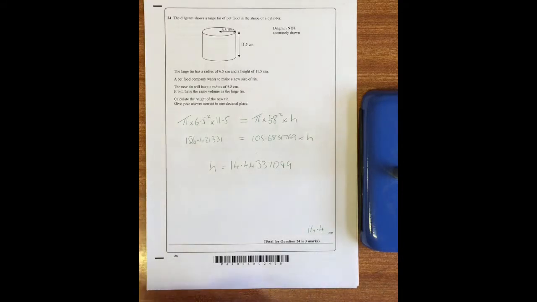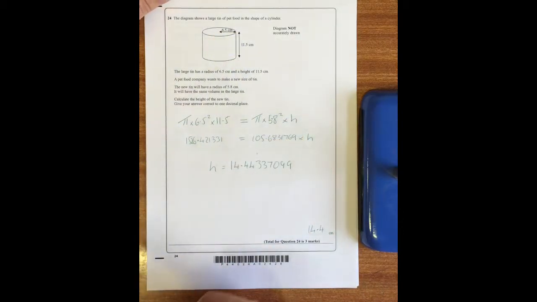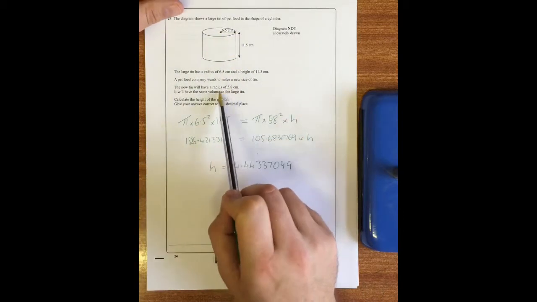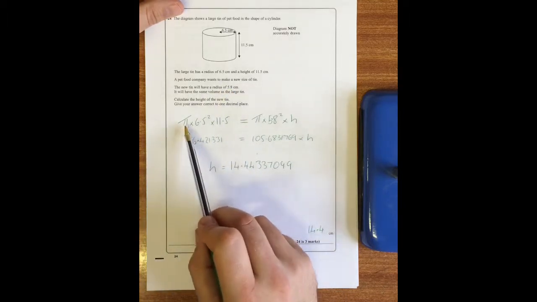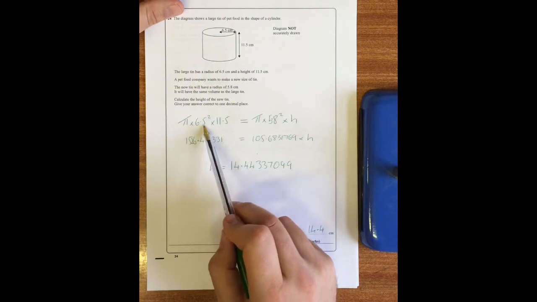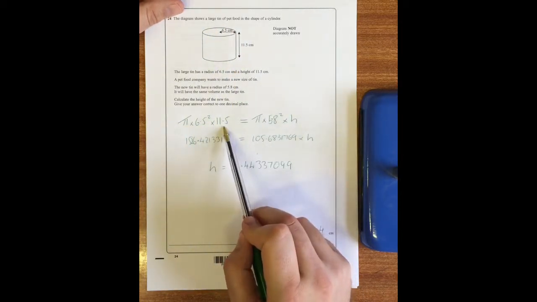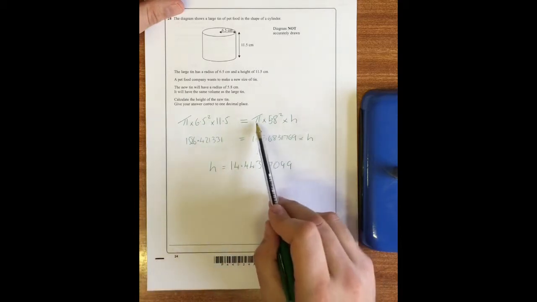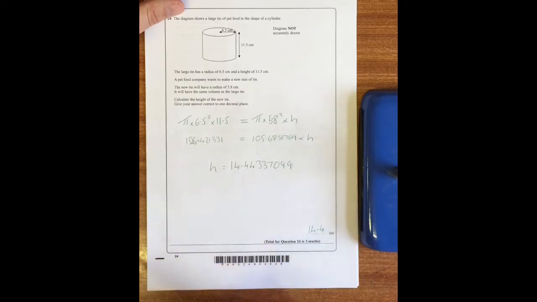Question 24. The diagram shows a large tin of pet food in a cylindrical shape. This one measures 6.5 by 11.5, and they want to change it so that it has the same volume, but the radius is only 5.8. What must the height be? Well, to work out the volume of this one, we do pi times 6.5 squared, which is the area of the circle, times the height, 11.5. And to get the volume of the new tin, we do pi times the radius squared, so 5.8 squared, times the height, which is what we're trying to find out.